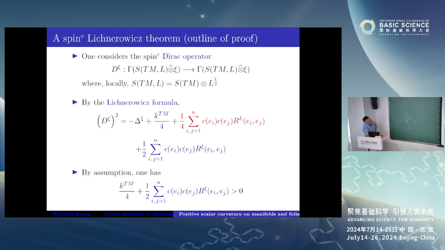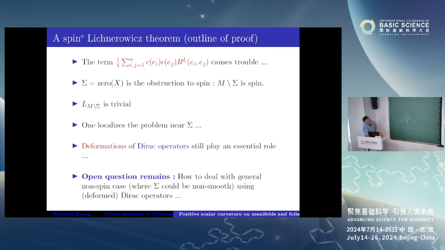Then if you compute the Lichnerowicz formula of this term, there's an extra term arising from this line bundle. And by our assumption, these two terms are positive. So if we had no extra term, we could apply the argument to get index equal to 0. This extra term will cause some trouble. But here the simple observation is that the submanifold indeed is the obstruction to M being spin. So if you cut off this Sigma, then M minus Sigma is a spin manifold.